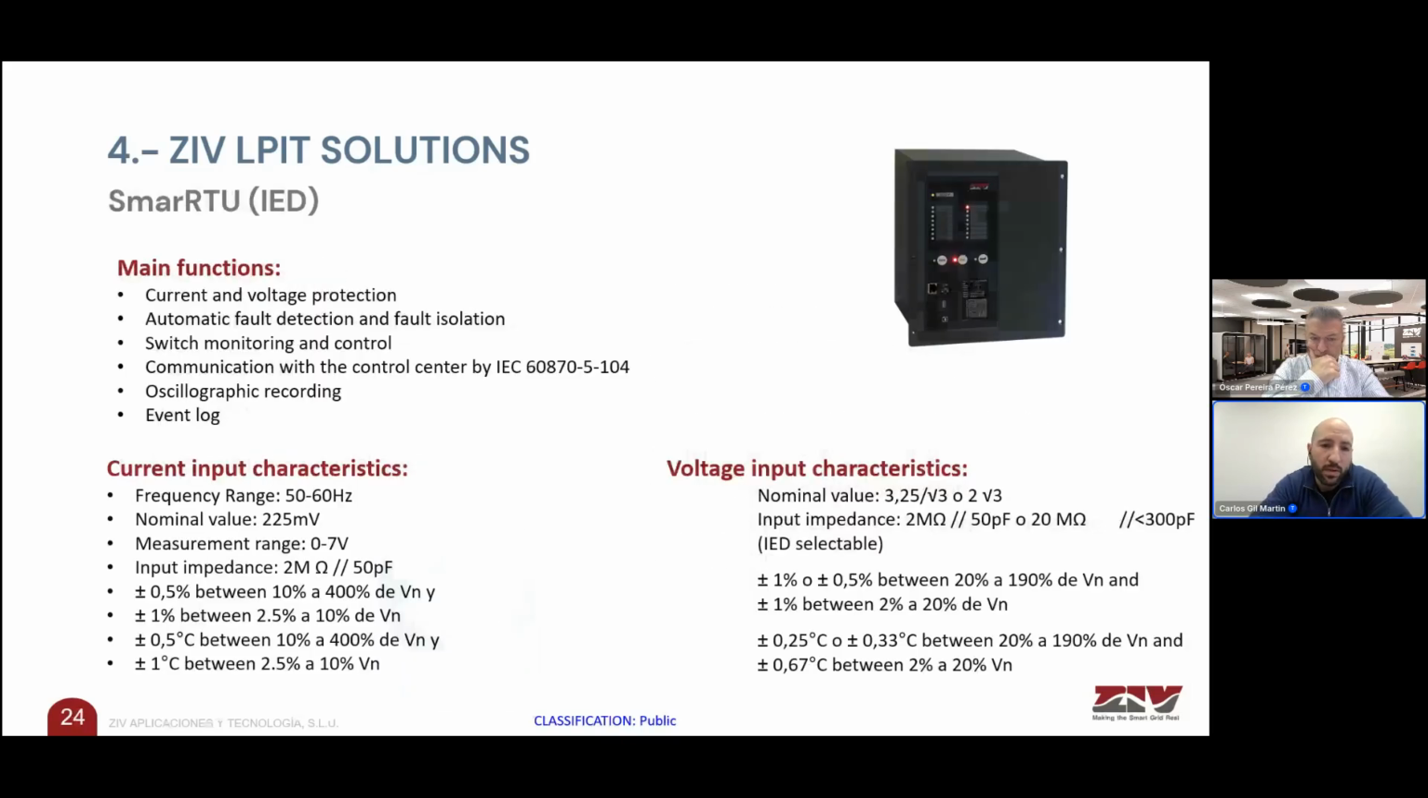And the last one is an example of an IED. It is a device that has many main functions as current and voltage protection, automatic fault detection. Well, you can see the list here in the slide, but I would like to focus on the current input characteristics and the voltage input characteristics, where you can see that the input impedance is according to the standard. The secondary values are also according to the standard, and the accuracy class that this input has.